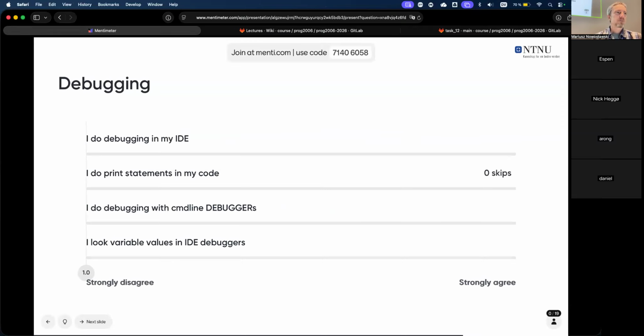So debugging. Do you do debugging in your IDEs? Do you do printout statements? Do you do command line debuggers? Do you look through variables in the IDE debuggers? Do you use those things?